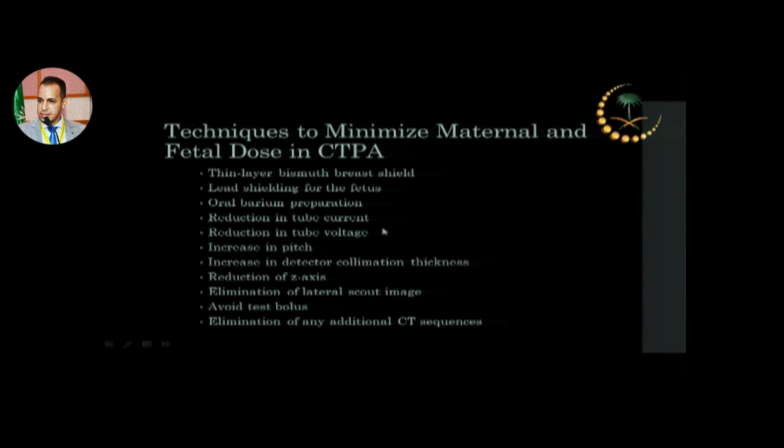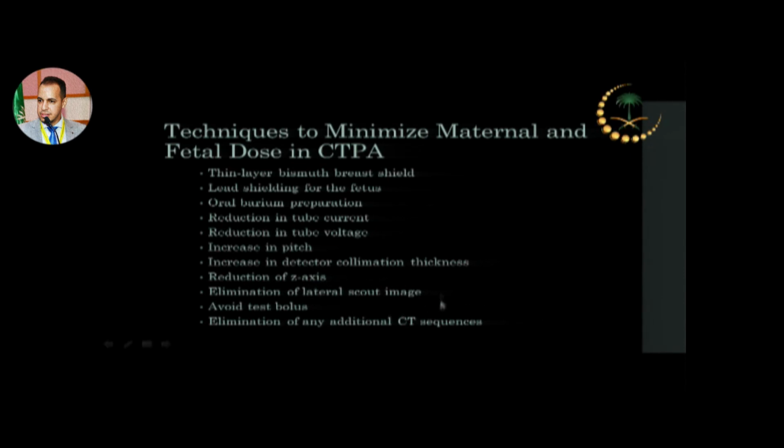Reduction of the tube current and voltage. Increasing the pitch. Increasing the pitch means making the table move faster. That means the scan will be faster, and that means there will be less radiation exposure to the mother and fetus. But again, you need proper timing of the contrast bolus if you want to do a faster scan. Increase detector collimation thickness. Reduce the Z-axis of the scan, so you don't need to scan the entire chest. Just stop at the dome of the diaphragm. You don't need to include the posterior recess.